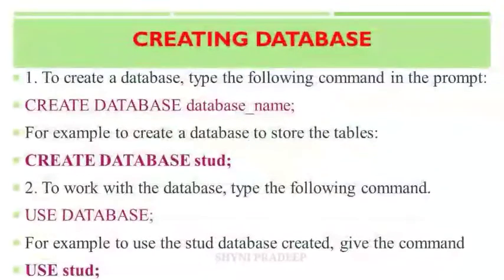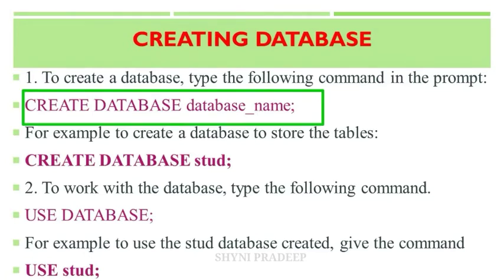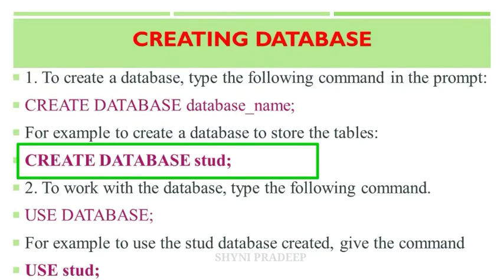So first let us see creating database. How to create database? Let us see that. To create a database, type this command. What is the command? Create database. Next write the database name. You can give any name to your database. So first you have to write create database. Next you have to write the database name. For example, if you want to create a database to store the table student, you can write like this: create database stud. Here stud is a database name. Now student database is created.